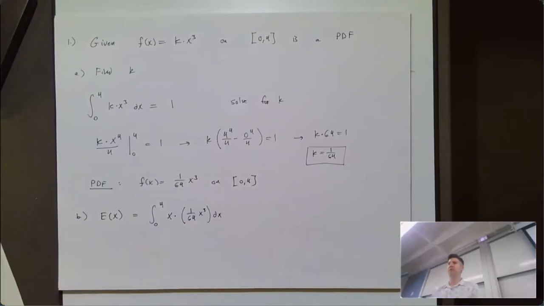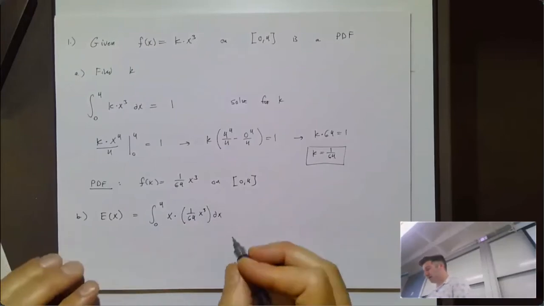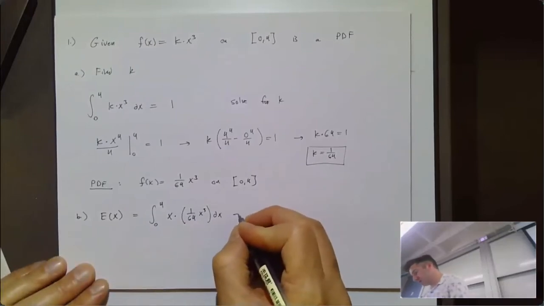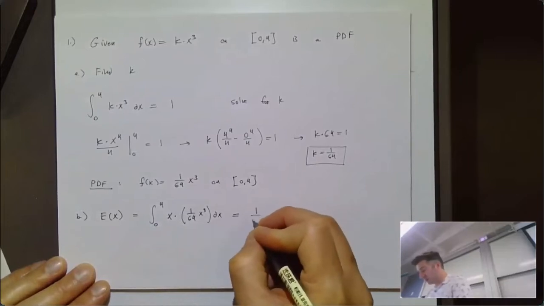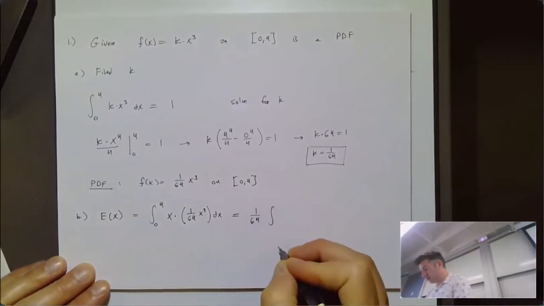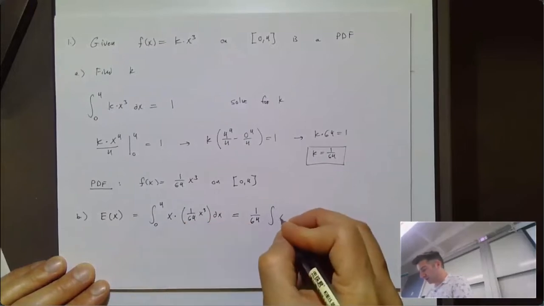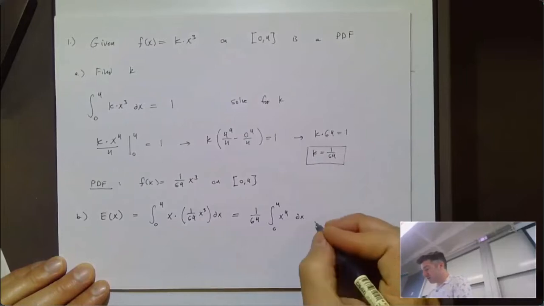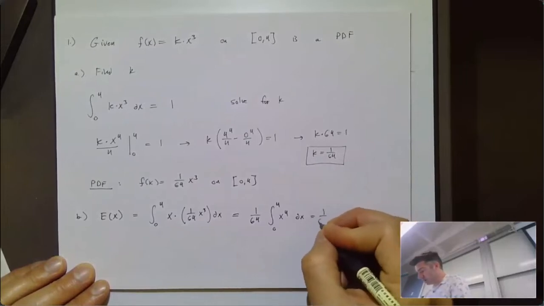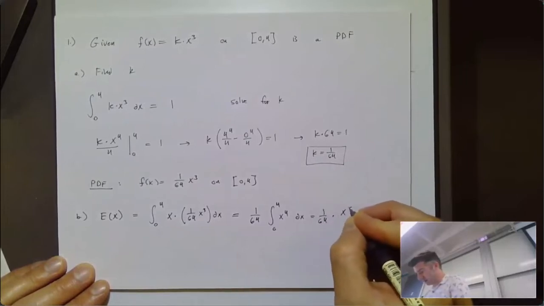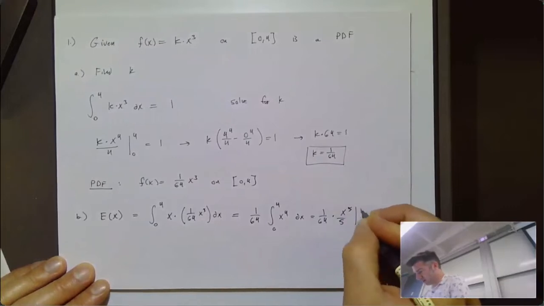Usually the numbers start to get pretty messy with these things. I would say simplify minimally. I'm going to bring out the 1/64, and I'm going to multiply x times x cubed to get x to the 4th. And we're going to integrate. We're going to get 1/64 times x to the 5th over 5 from 0 to 4.